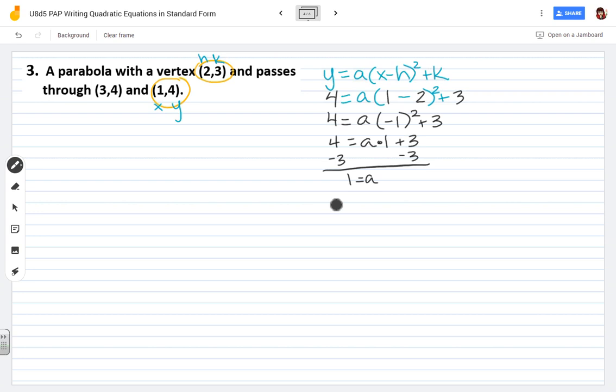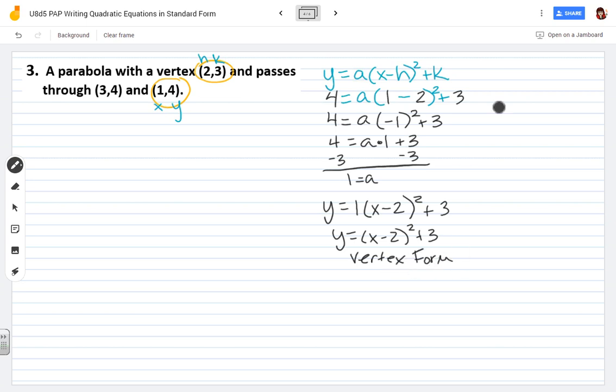If we wanted the vertex form, we would just write it as 1 for the a, right? Leaving in the x minus h. H ended up being 2, squared plus k. K was 3. No double negatives. Okay, we got a bit of a ninja. We can leave it out. And this is our vertex form.